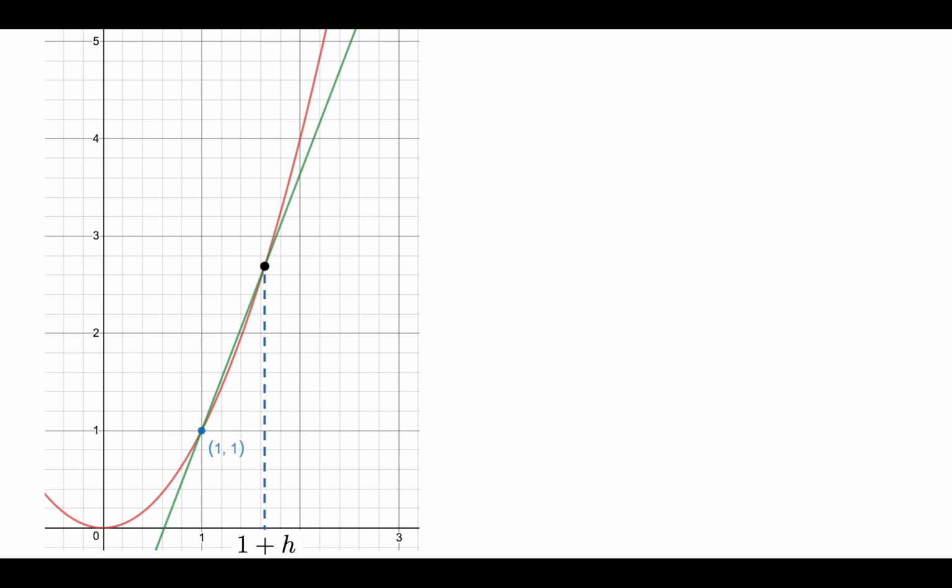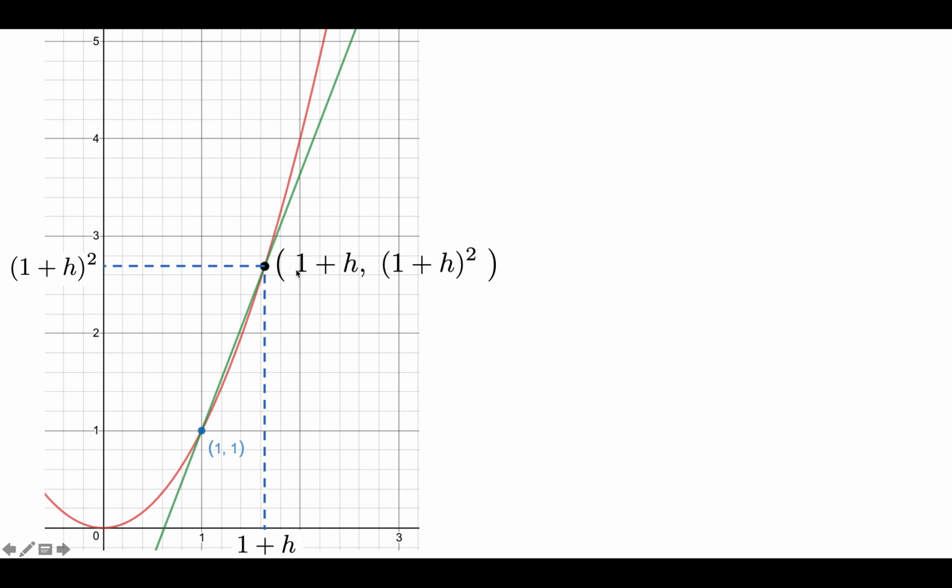The y coordinate, this red graph is of y equals x squared. So whatever this x coordinate 1 plus h is, we would just square it to find the y coordinate. So the y coordinate is 1 plus h squared. This may seem like a really complicated way to go about finding the slope of this line, but we're trying to find a formula for the slope, so I can find the slopes of all the secant lines that go through the point 1 comma 1. So this arbitrary point here is going to have coordinates 1 plus h, comma 1 plus h squared.